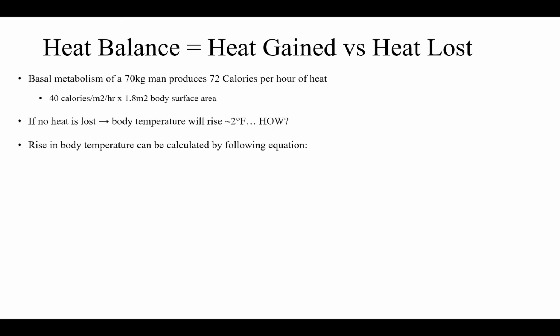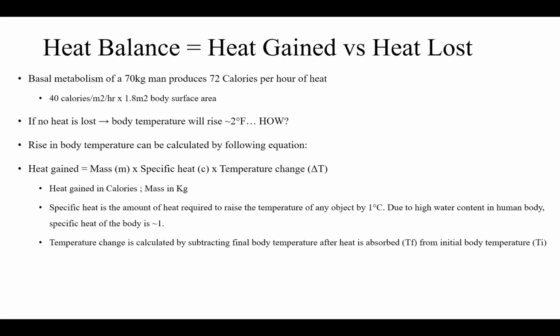How does that happen? Basically, rise in body temperature can be calculated by the following equation. Heat gained is equal to mass multiplied by specific heat multiplied by temperature change. Heat gained is in calories, mass is in kg, and specific heat is the amount of heat required to raise the temperature of any object by 1 degree centigrade. Due to higher water content in the human body, specific heat of the body is 1. Temperature change is calculated by subtracting the initial body temperature from the final body temperature after heat is absorbed.